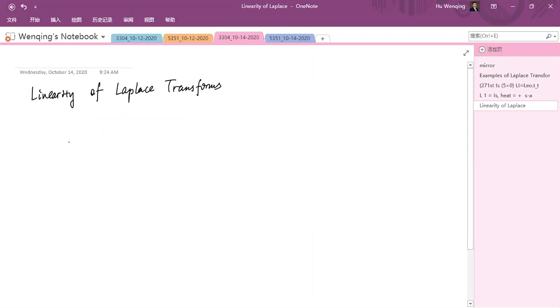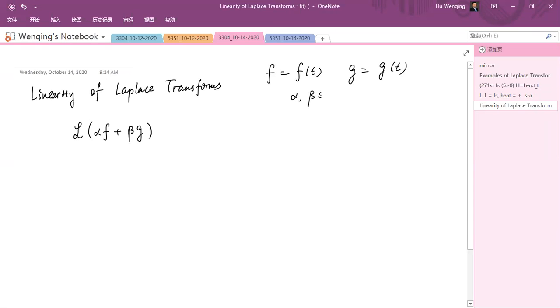What is the linearity of the Laplace transform? It means that if you transform the function alpha times f plus beta times g, you're transforming these two functions. So f is equal to f of t, g is equal to g of t, and alpha and beta are two real numbers. In that case, you can see that this is exactly alpha times the Laplace transform of f plus beta times the Laplace transform of g. Right? So why is that the case?